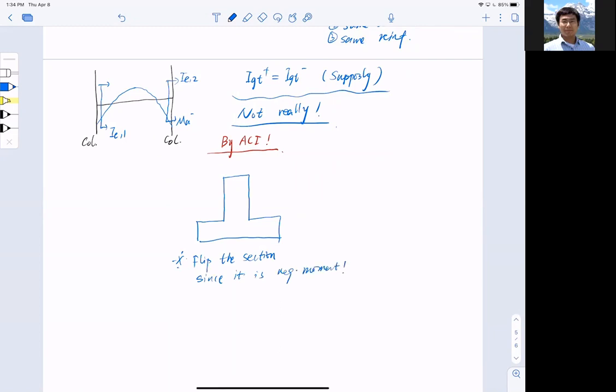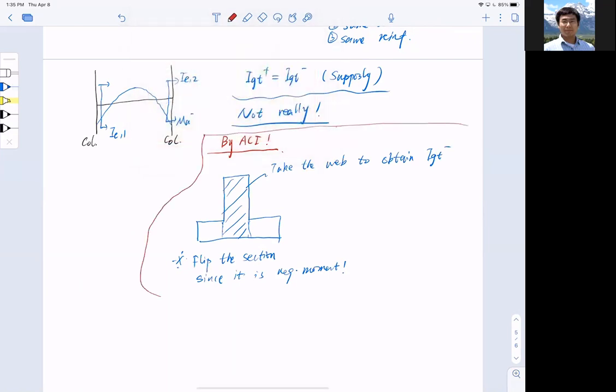So when I flipped it, ACI says, look, since you flipped it, I'm just going to take the web to obtain IGT negative. I cannot emphasize this enough. This is very, very important. You say, Bob, you're confusing me. Yes, I am, because this is what ACI says. It's quite different.